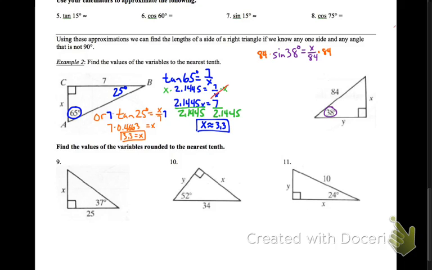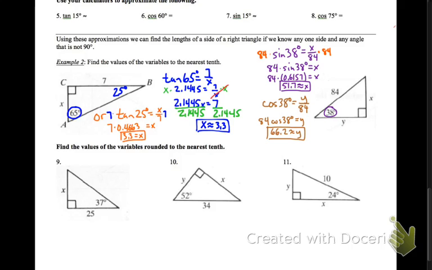Here's how I decided to use this one. I multiplied both sides by 84 to get the x by itself. And so I'm saying 84 times the sine of 38 equals x. You can just type that into your calculator, and you'd get approximately 51.7. To solve for y, we're going to use cosine because it's adjacent. So cosine of 38 equals y over 84. Exact same process. Y ends up equaling about 66.2.